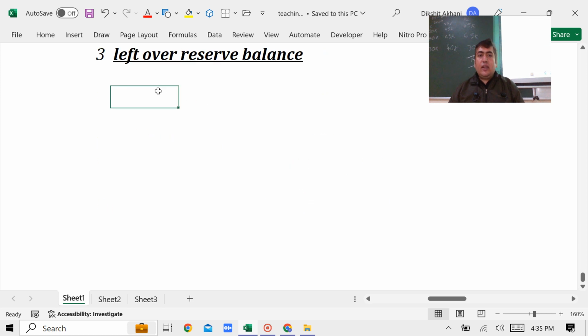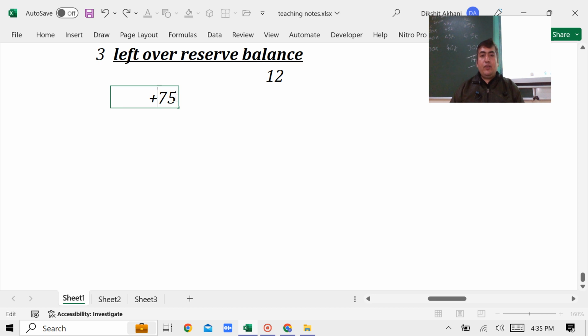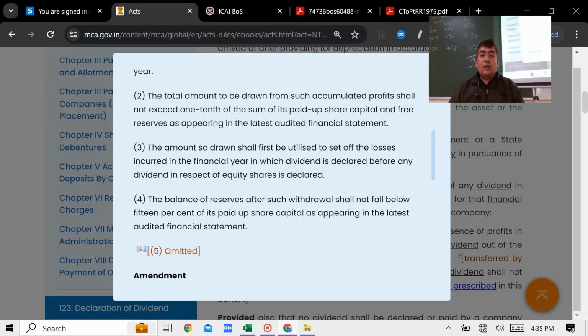So guys, right now I use 75. 9, 12. As for the withdrawal, out of 12, 8 goes to dividend and 3 goes to absorption, so what will the total utilization be? It is 12, right? So 12. As of now the balance is 75, but what I can utilize is the 12. So guys, try to understand, if I use 12, 75 minus 12 is coming to what? 63. What the law is talking about is that after withdrawal, whatever balance is left over shall not fall below 15% of the paid up share capital.